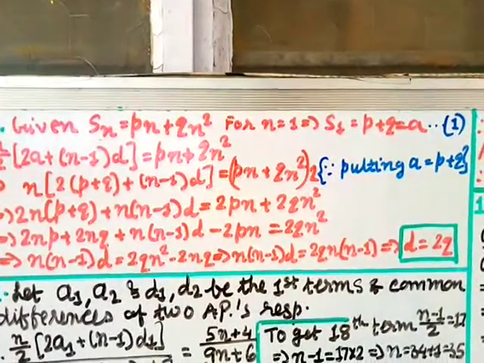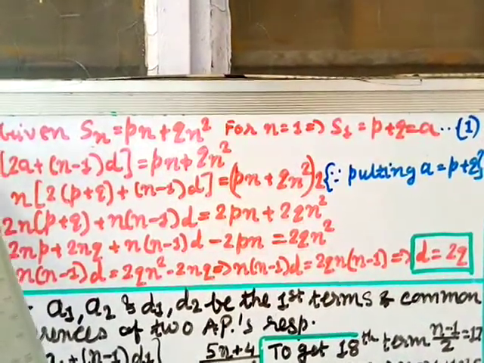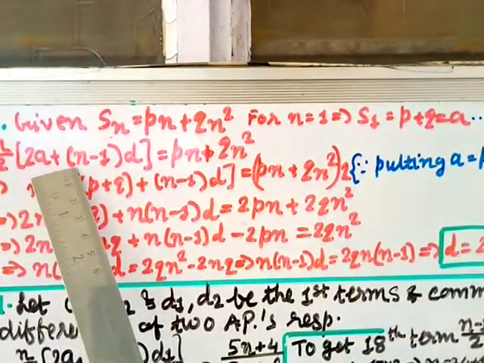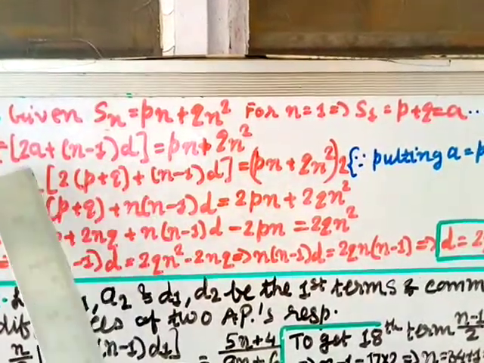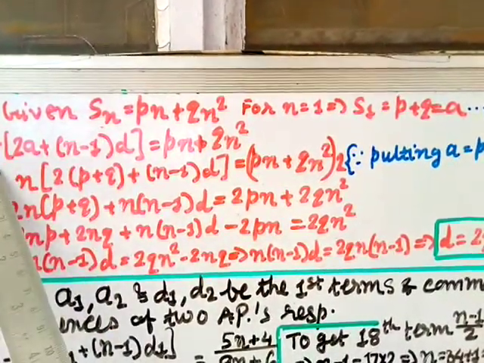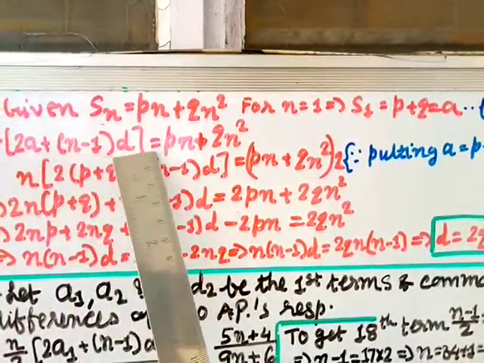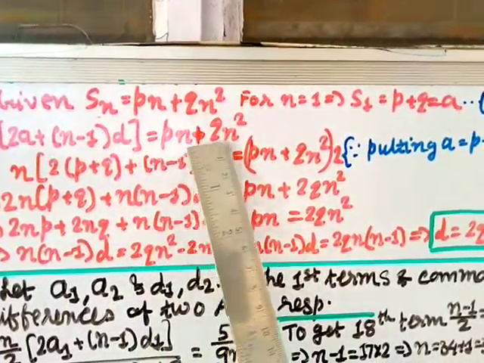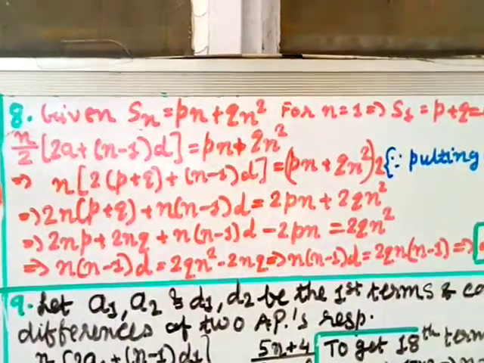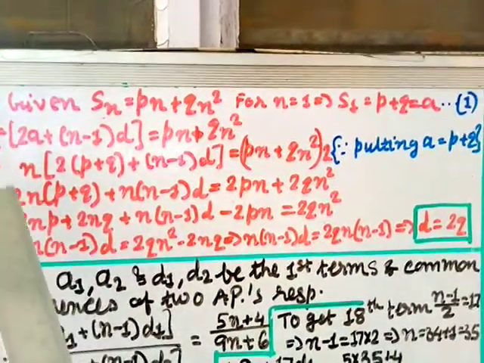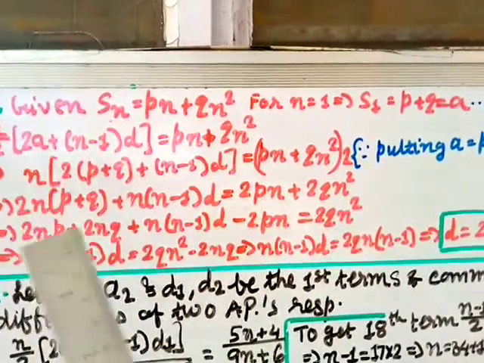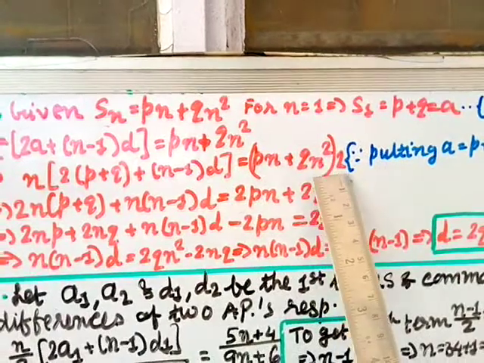Call it equation 1. Now the sum n by 2 [2a plus (n minus 1) into d] equal to the total sum. This value I am putting: n by 2 [2a plus (n minus 1) into d] equal to this value, Pn plus Qn square. Just putting the value of Sn, the formula I am using here. Now these two I am transferring over this side. So I have brought it over here.